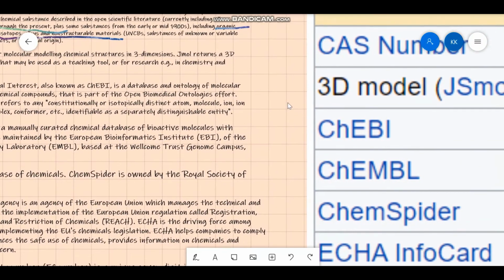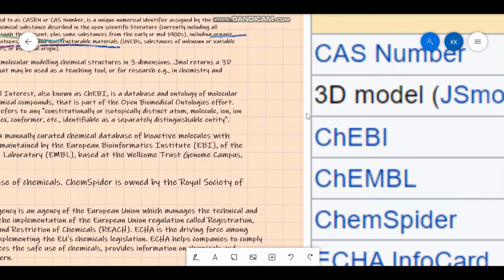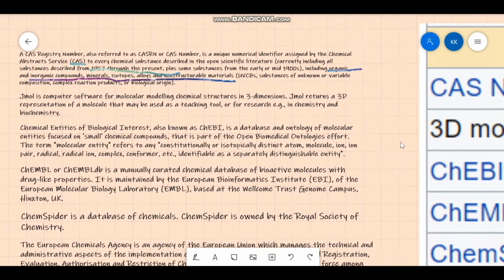Next we see ChEBI, which I'll be pronouncing as Kebel. Chemical Entities of Biological Interest, also known as ChEBI, sorry, not Kebel, is a database and ontology of molecular entities focused on small chemical compounds. That is part of the Open Biomedical Ontologies effort. The term molecular entity refers to any constitutionally or isotopically distinct atom, molecule, ion, ion pair, radical, and so on, which is identifiable as a separately distinguishable entity.